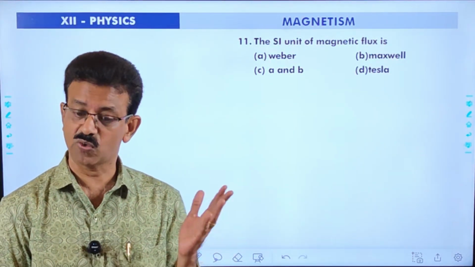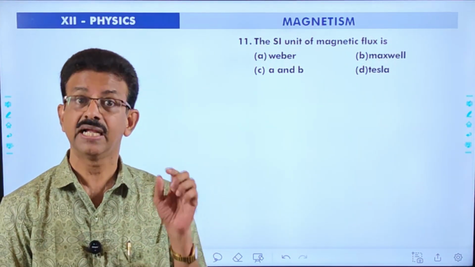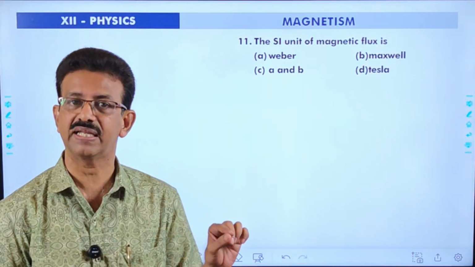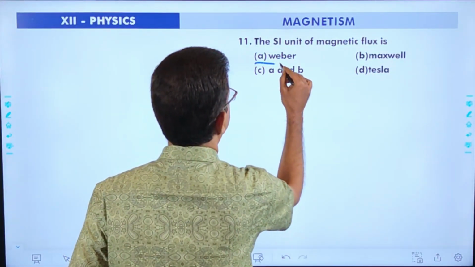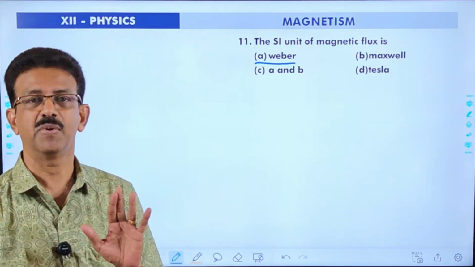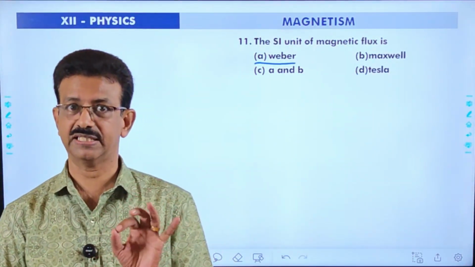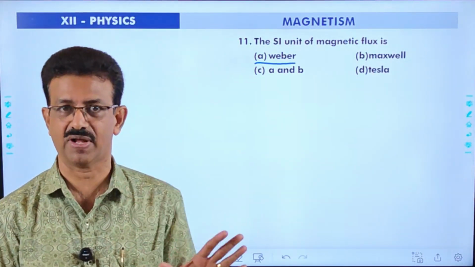Tesla, flux density or magnetic induction. Here the question is the SI unit of magnetic flux, that is Weber. That is A choice, the correct answer. Weber, Weber. That's the SI unit of magnetic flux.